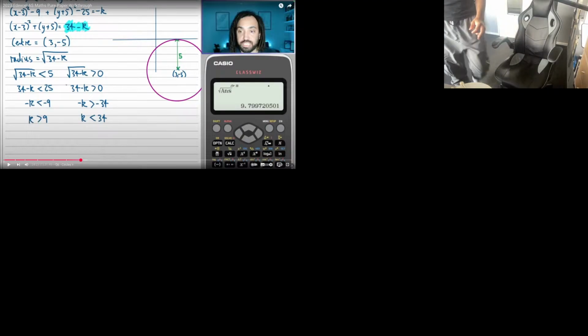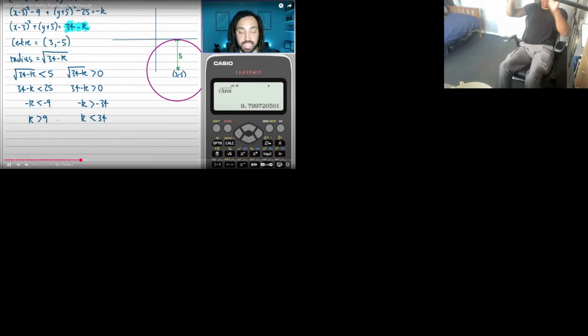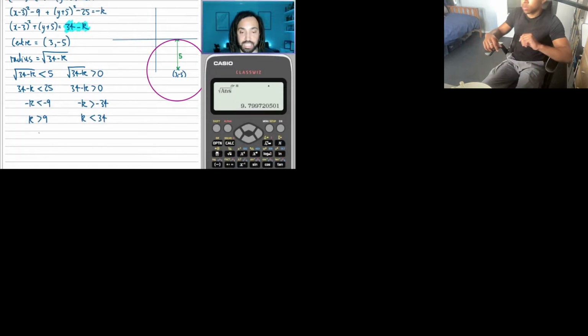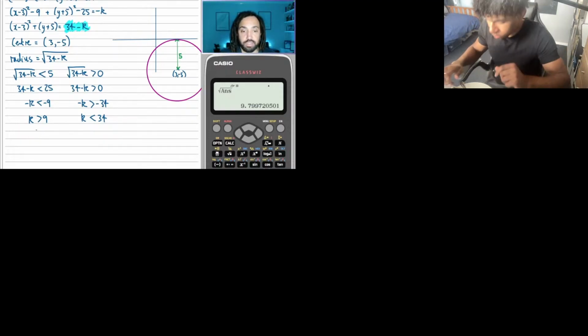But again, it can't be more than 5, and it can't be non-zero. So we have to conclude these together.